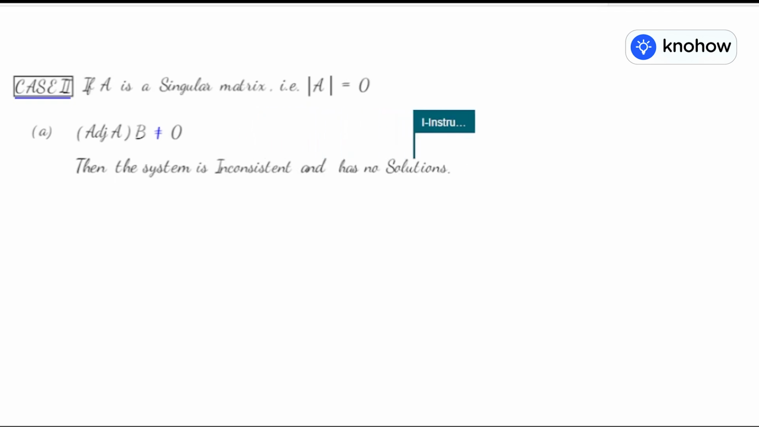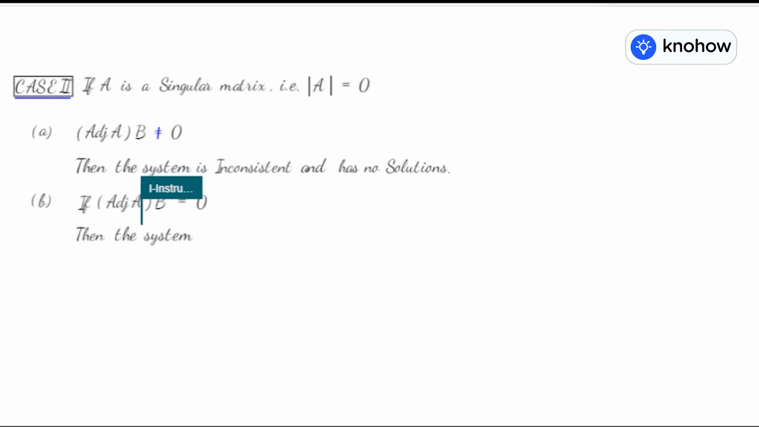Number 2, when determinant A is 0, if the product adjoint A into the constant matrix B is also a 0 matrix, then also the system of linear equations is consistent but with many solutions, infinitely many solutions.